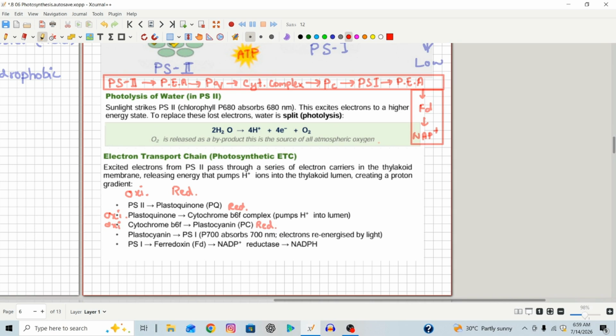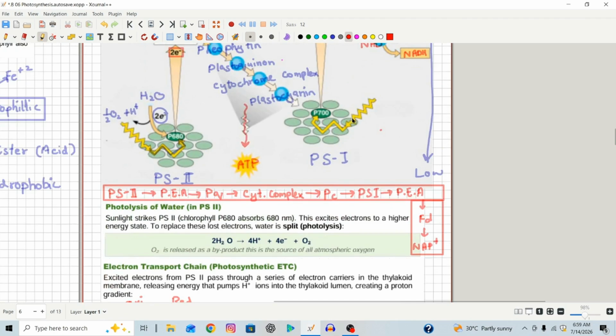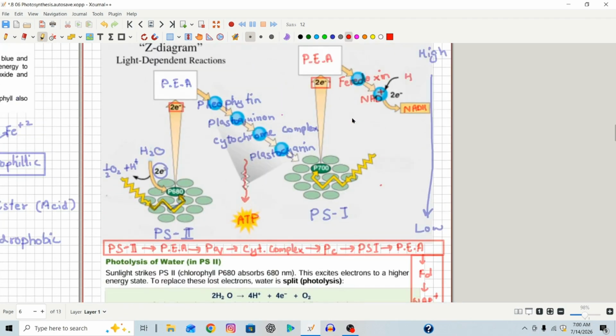So the atom or molecule or any compound that loses an electron is oxidized. All of these molecules here, as you can see, are getting oxidized and reduced at the same time, depending on the time of reaction. First of all, photosystem 2 is reduced, and then when electrons are given to the primary electron receptor, photosystem 2 is oxidized and the primary electron receptor is reduced.